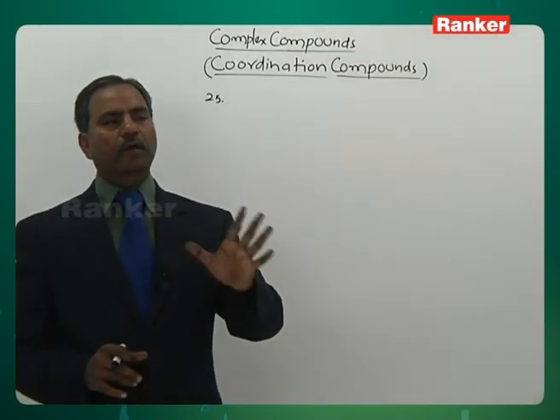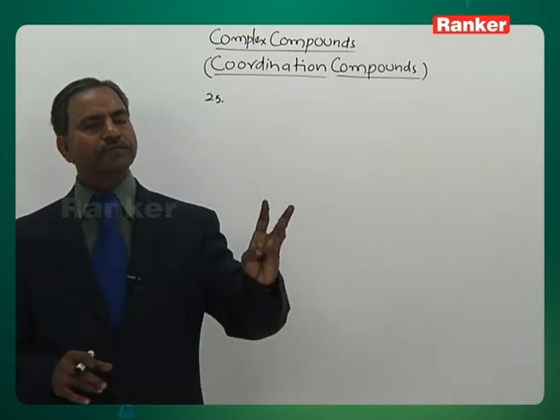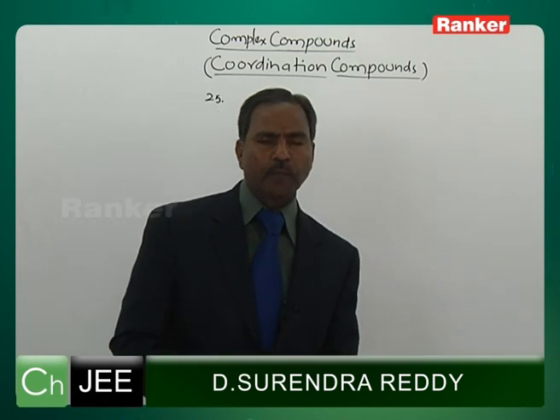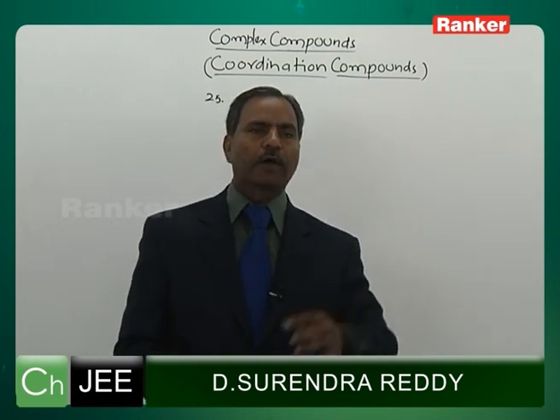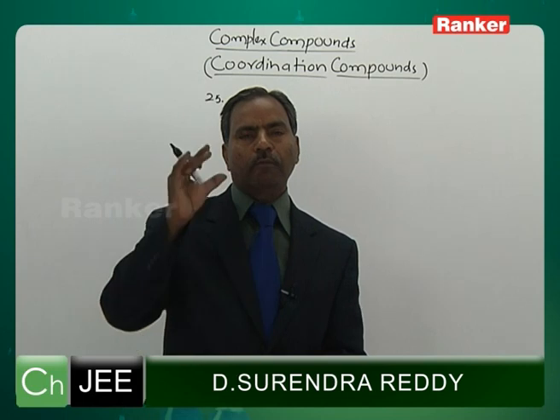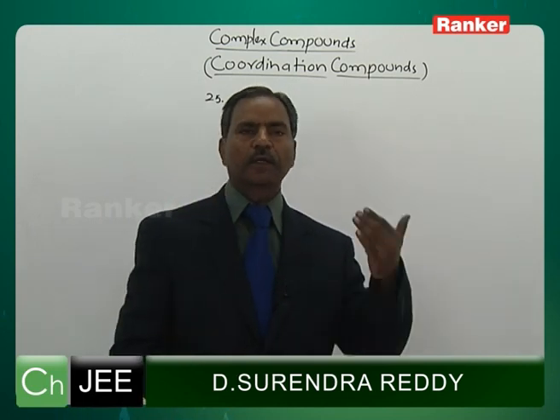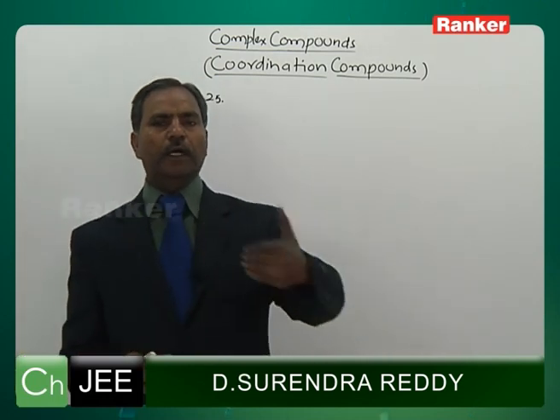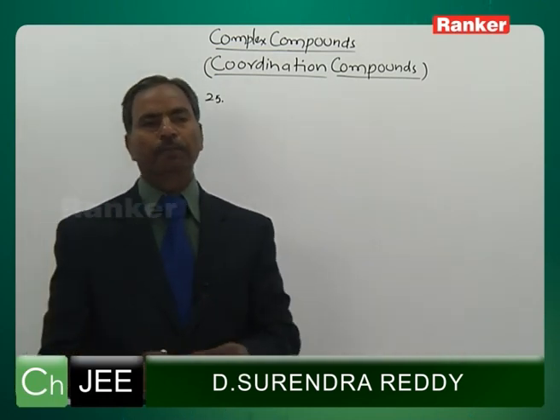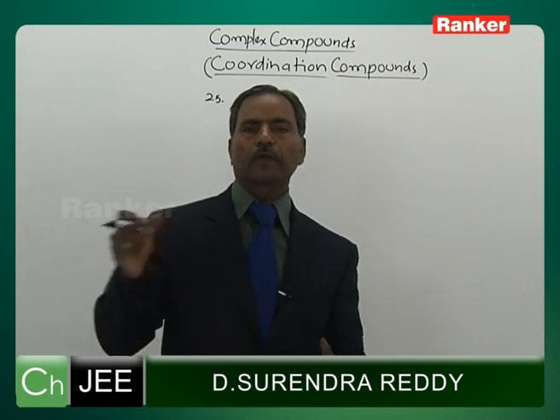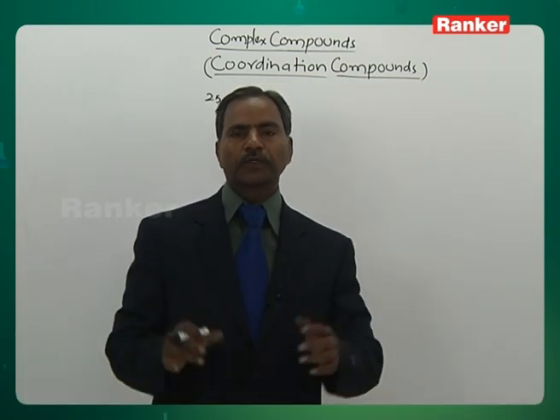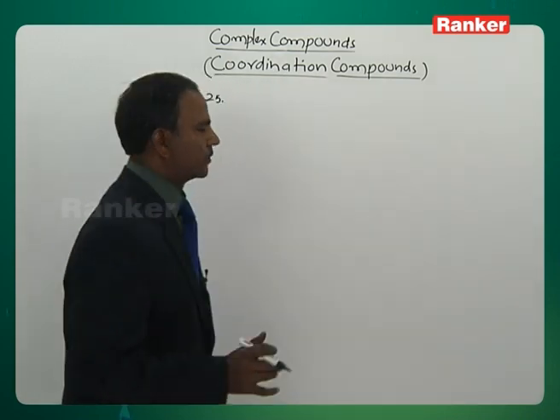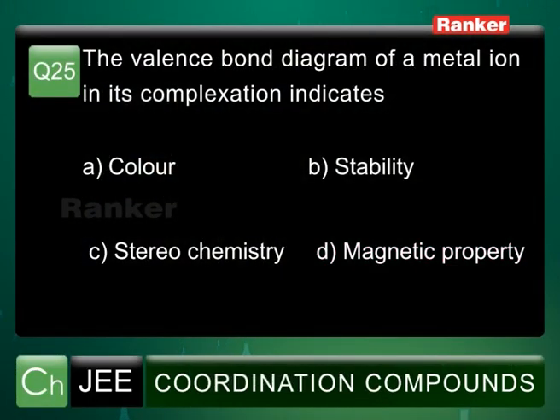The postulates are not talking about anything regarding color, stability or stereochemistry. This particular valence bond theory is completely based on magnetic properties of a complex. So, the valence bond diagram of a metal ion in its complex indicates only magnetic property. Once you are saying inner orbital and outer orbital, inner orbital is found to be diamagnetic and outer orbital is found to be paramagnetic. So, it explains much more about the magnetic property of a complex. Therefore, for the 25th question, the answer is D.